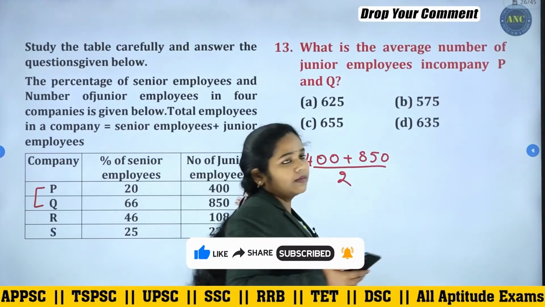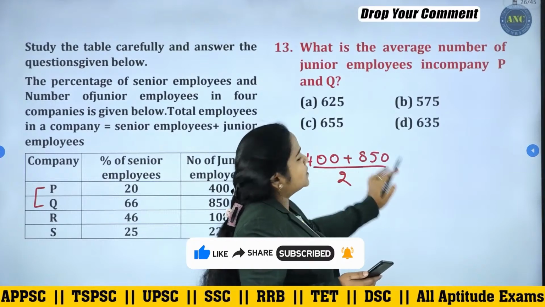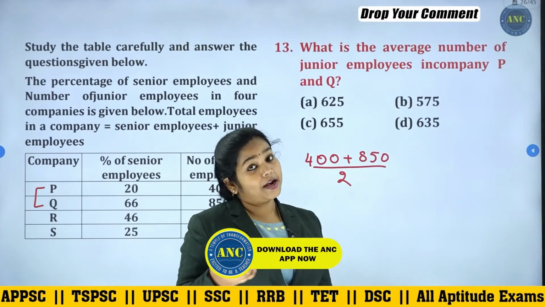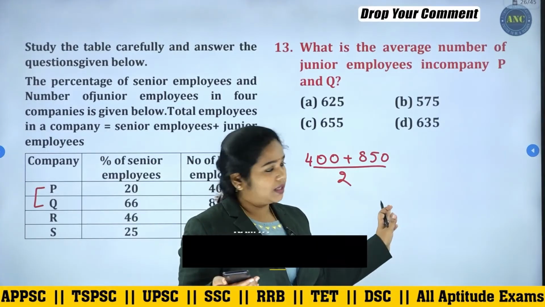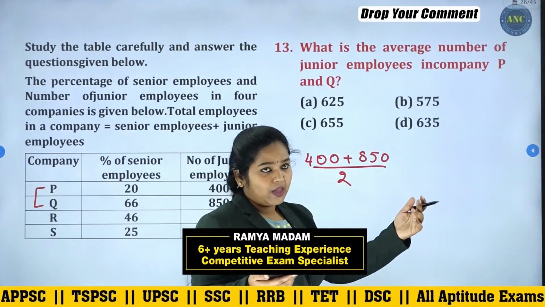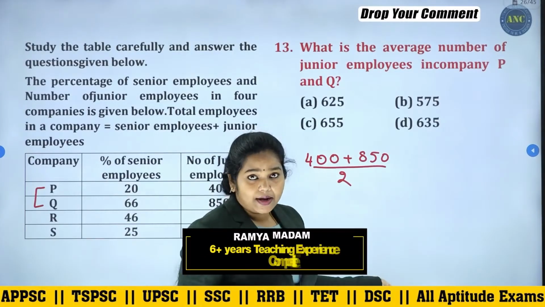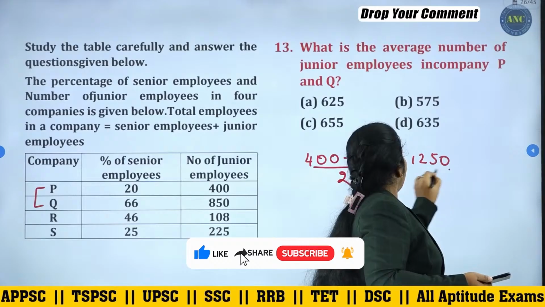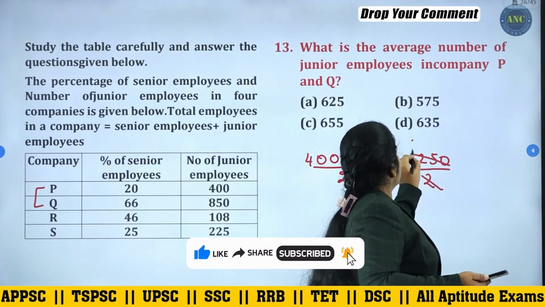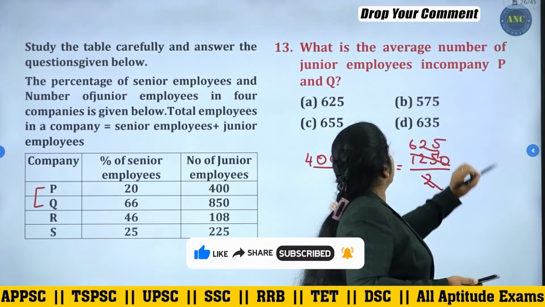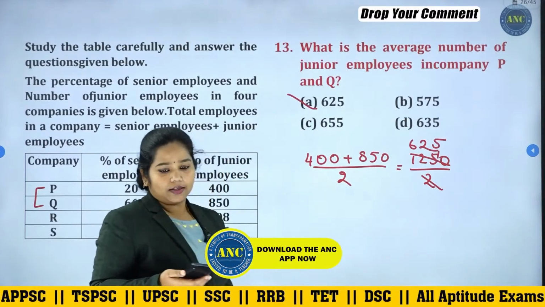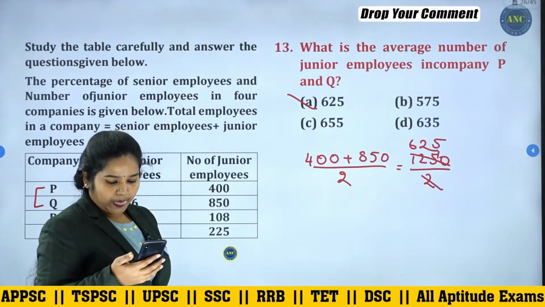So, 850 plus 400. Again, you can break this down. 850, you can write it as 800 plus 50. Then also the sum will be the same. 800 plus 400 is 1200. 1200 plus 50 is 1250, divided by 2. 625. Where is the answer? Option A is the correct answer. Clear?